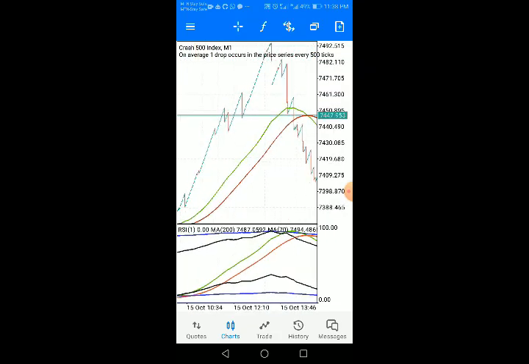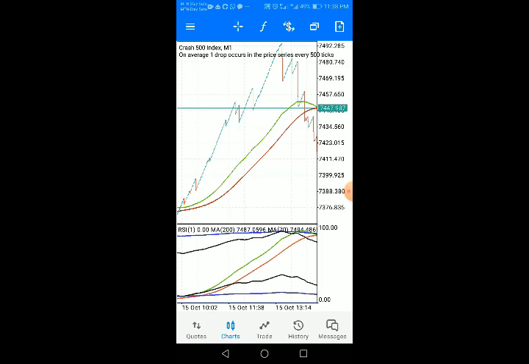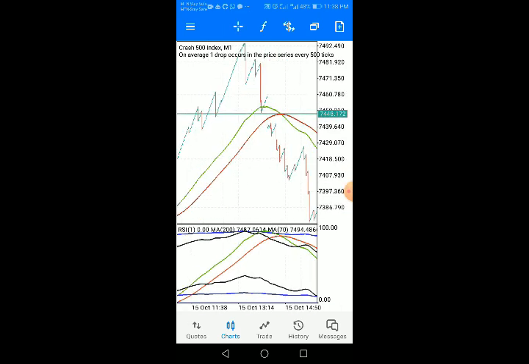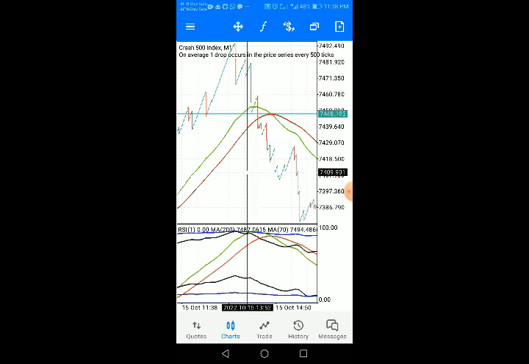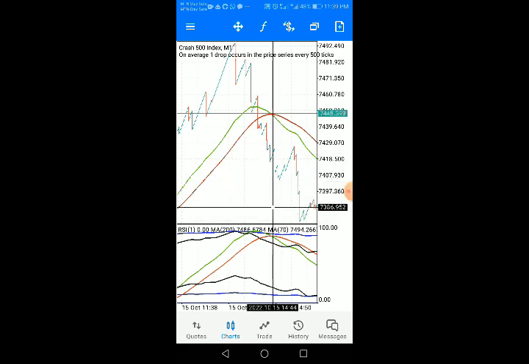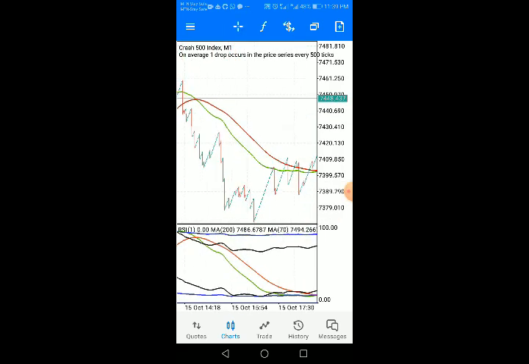Let's see if this one also meets the criteria. Yeah, it does, right? So the cross also takes place in between the two lines of the envelope after this cross has taken place here. You understand? So you can see, if you had entered somewhere around here, you can see a lot of profit to be made.